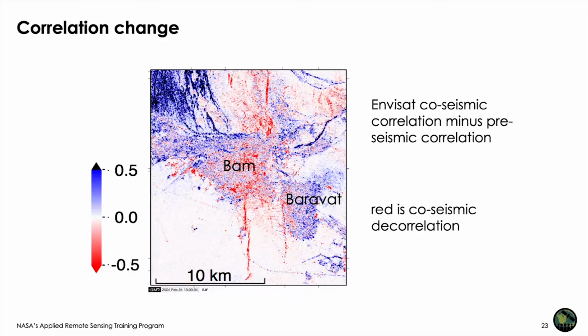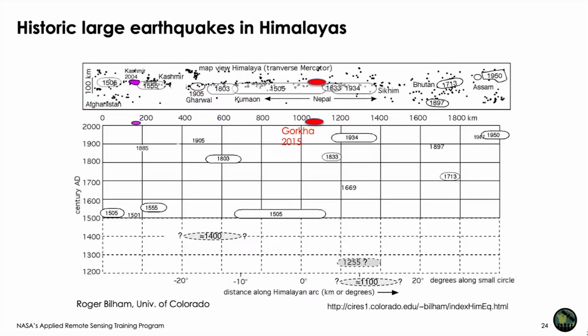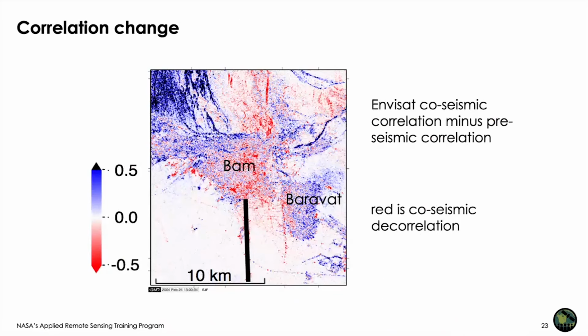We've since, from this time, made this into a standard product that we call damage proxy maps, with a little bit more advanced version of this correlation differencing. This is the location of the earthquake rupture here in the south. Also a clear change. And there was an additional rupture up here to the north that was smaller.